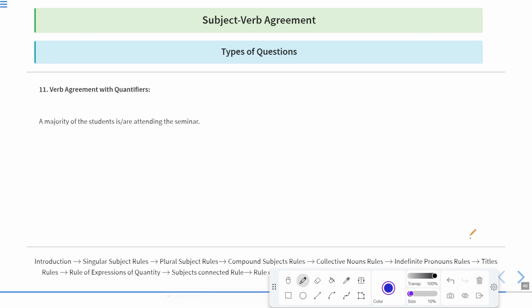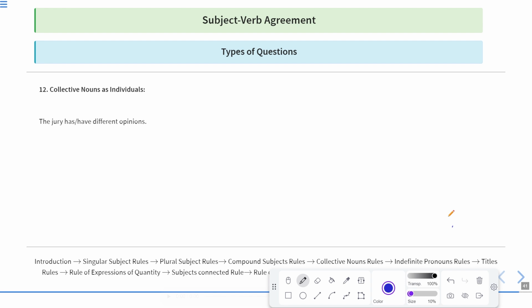Now, verb agreement with quantifiers. A majority of the students is or are attending the seminar. Now, if there are 50 students in all and the majority of the students are talked about, there must be more than 25. And if they are more than 25, obviously they are plural in number. And with plural, we always use a plural verb. So here the answer will be a majority of the students are attending the seminar. Now, let us move to the next one.